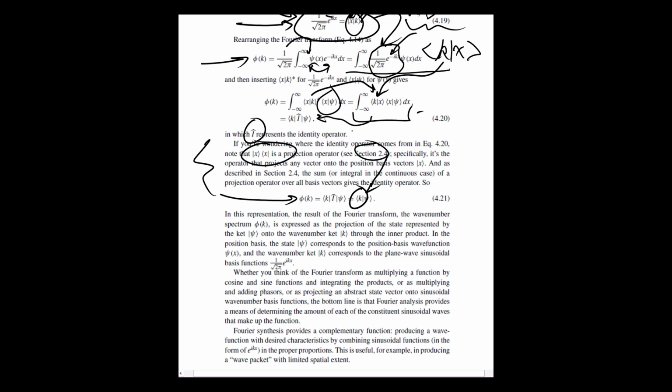And in this case, since it has the position basis vectors as the projector vector, when you form the sum, or in this case the integral, over all x, that gives the identity operator. So this term, integrated over all x, becomes I hat. But I hat operating on psi just gives psi again. So here we are. Phi of k is no more than the projection of the state represented by ket psi onto the wave number basis functions k. And in the position basis, that wave number ket k corresponds to those plane wave functions.